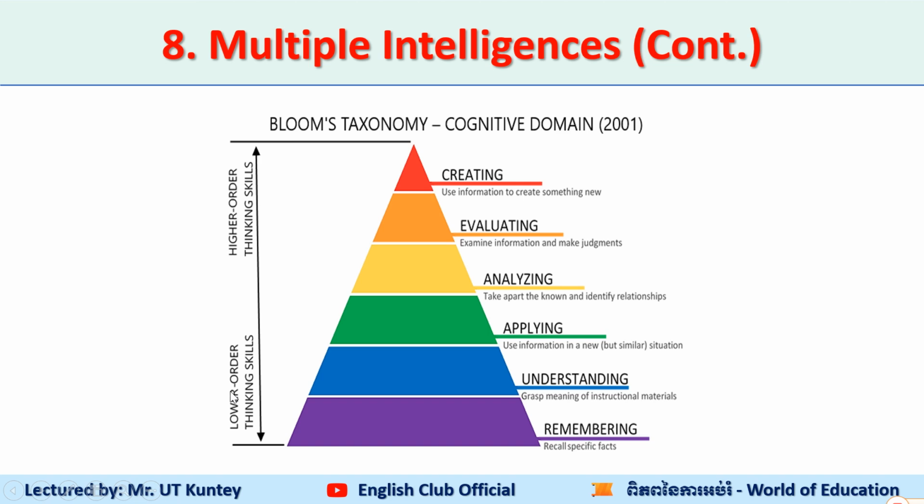Any question? I think everyone knows about Bloom's taxonomy, right? Bloom's taxonomy is very popular for the cognitive development of learners. Whenever you teach them to remember, this is lower order thinking skill, understanding as well, and applying. But analyzing, evaluating, and creating are higher order thinking skills. Get it? And this theory is also very popular for learning objectives.